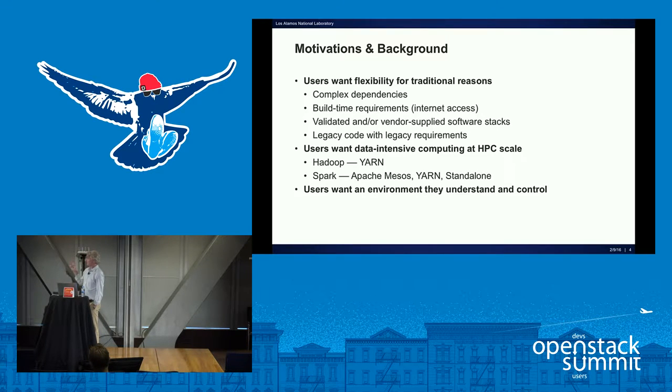Increasingly, there are data-intensive frameworks being developed: Hadoop with the YARN Resource Manager in Hadoop 2, and Spark, which can be executed through Apache Mesos or YARN or standalone. But you notice SLURM, Torque, PBS, these aren't resource managers that these frameworks can interface with easily today. So we need some way to let users run data-intensive frameworks at the kind of scale we have in our HPC centers.